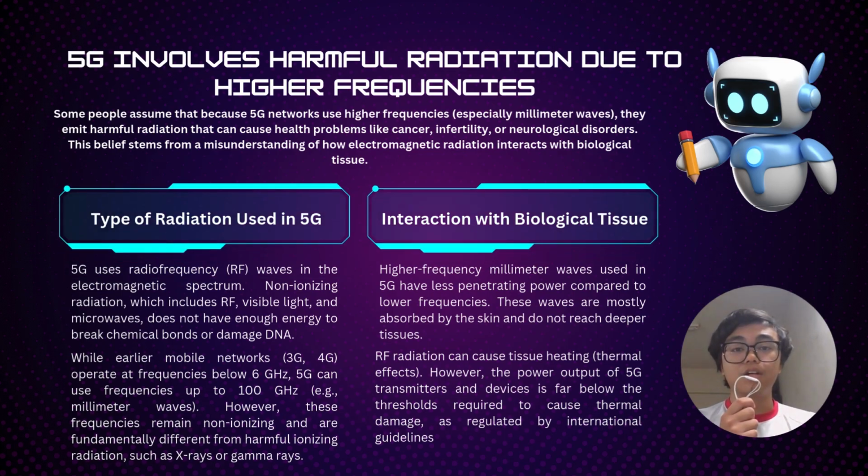Many people assume that higher frequency 5G can cause harm to the body such as cancer, infertility or neurological disorders. This is wrong because the types of radiation used in 5G are RF waves, microwaves, visible light and also non-ionizing energy. Even if it's high frequency, it's still safe to use. If it's higher in frequency, that means it has a low penetration rate. So you don't need to worry about it reaching deeper into the tissue. It only has thermal effects, and is still regulated by international guidelines.